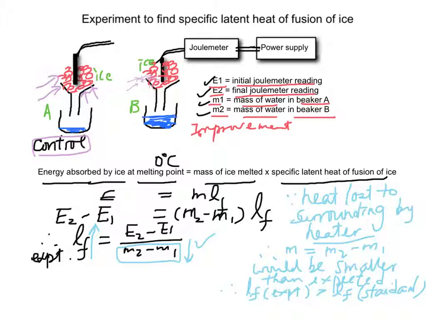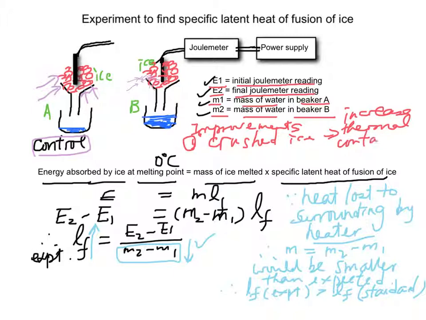There are some improvements for the experiment to increase the accuracy. The first, we should use crushed ice in order to increase the thermal contact between the ice and heater. Therefore, the heat loss to surrounding will be decreased.